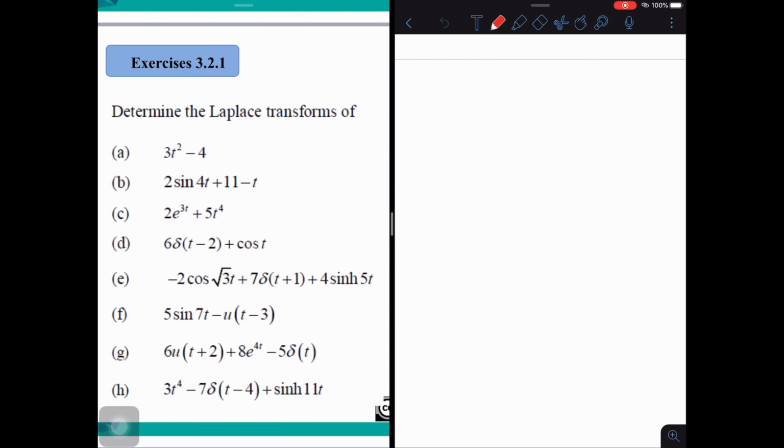So let's see a few exercises on the two properties of Laplace transformation that we learned before, which are the linearity property and also the first shift theorem. Okay, so let's solve a few questions here. Let's see question B.